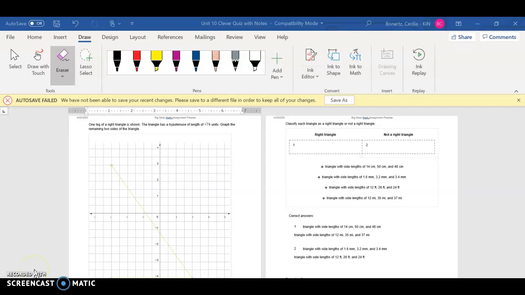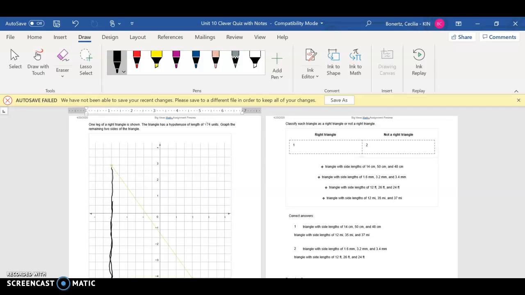This next problem was asking you to graph the remaining two sides. This graph actually is a little bit misleading because what they gave you in the problem was this line and said that this was one of the legs of a right triangle, and it told you that the hypotenuse had a length of square root of 74 units. So although you can see this yellowish line right here, that wasn't in the original problem. So all I know is that this one of my legs is 14 units, 14 little grid marks, but each of them is a half.